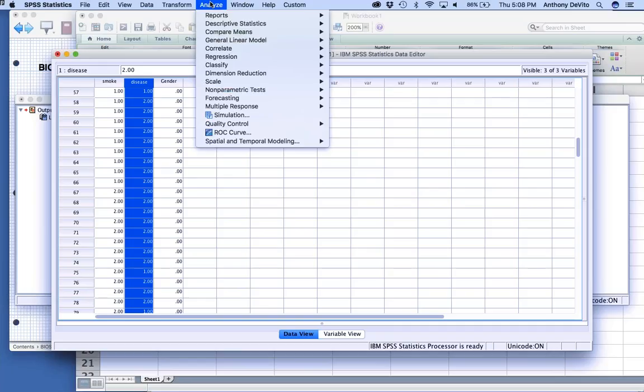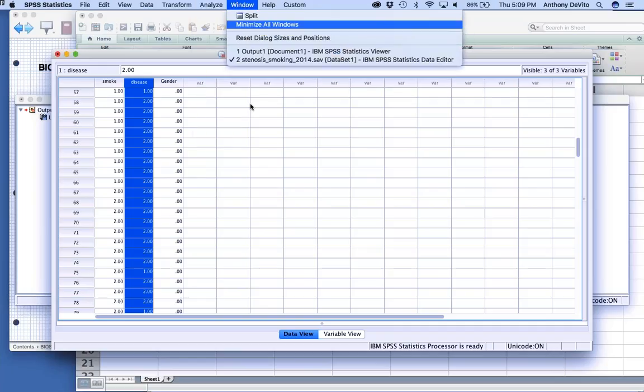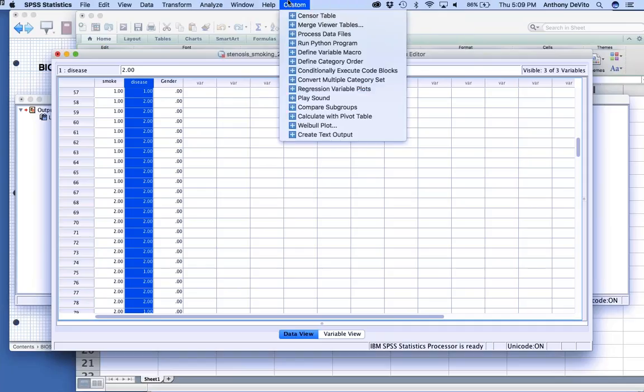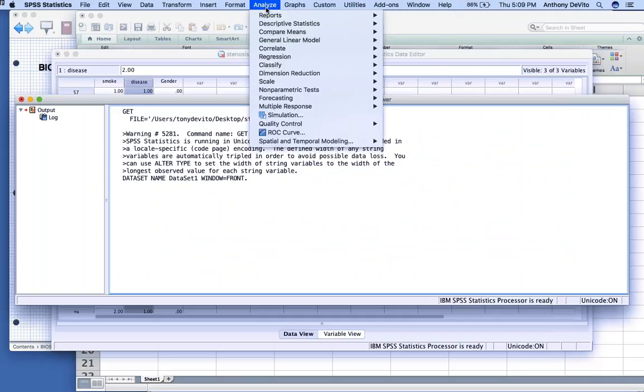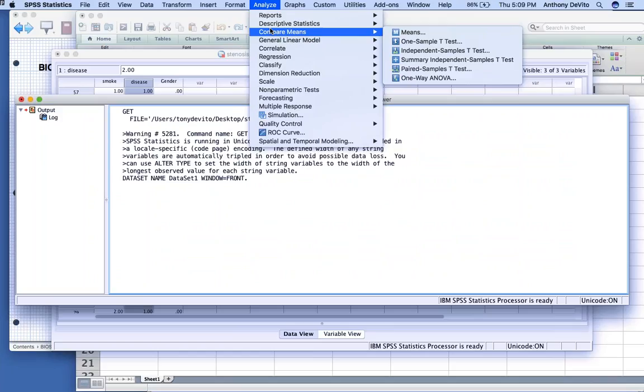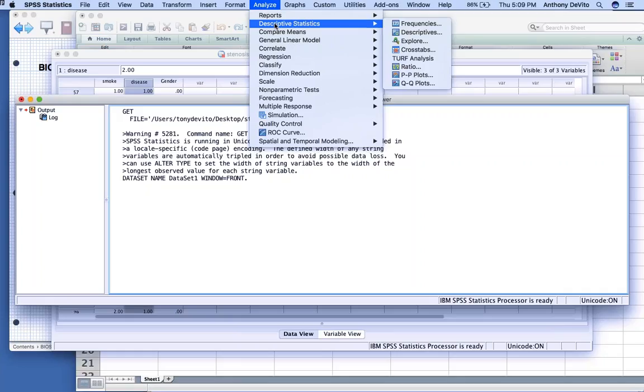I'm going to go to Analyze, and down here. I hate this. Okay, let's see. I'm going to go into descriptive statistics. As it happens, SPSS organizes this into descriptive statistics, I think because organizing this crosstabs or contingency table is kind of a way of describing the population, even though we're doing a test with it. Right? It's kind of a descriptive operation.